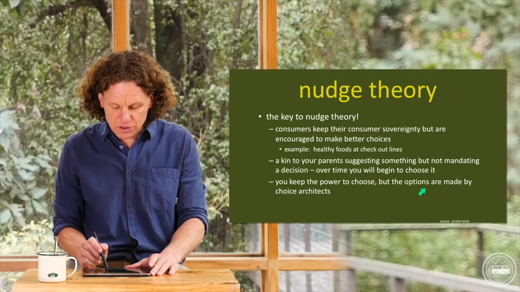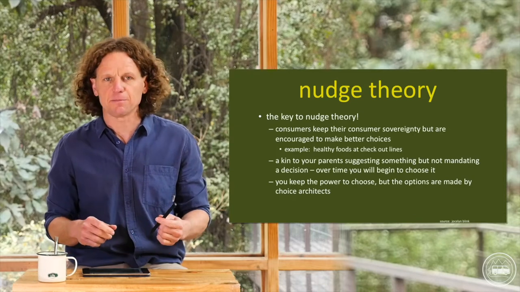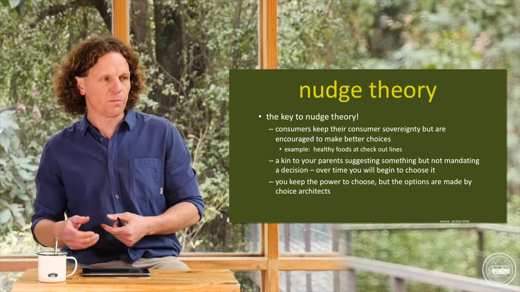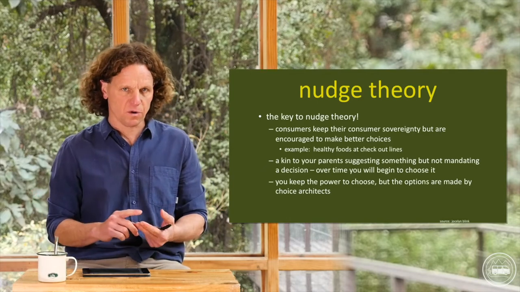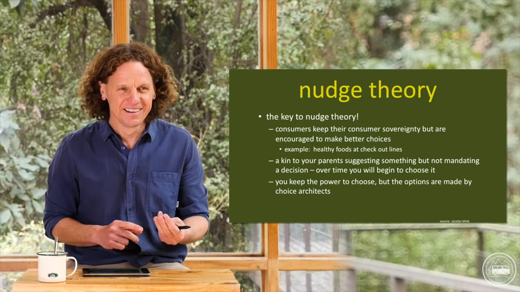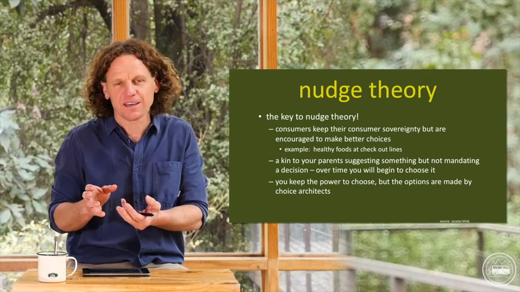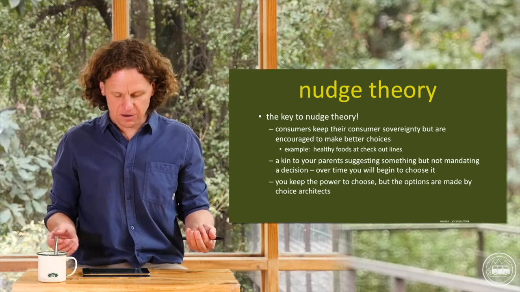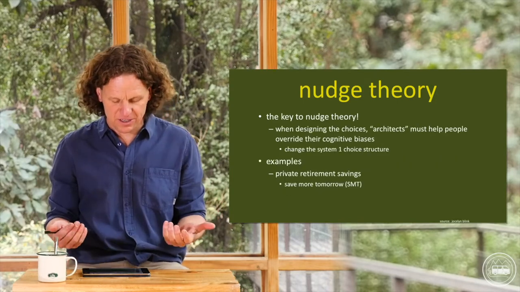Okay, but the key thing here is that you keep the power to choose, but the options are made by choice architects. One of the things in parenting books is they say, allow your children to choose, but limit the amount of options that they have. So parents are choice architects for kids, and they might give them three options of what to eat. Do you want an apple? Do you want an orange? Or do you want a banana? The kid's like, oh, I want a banana. Oh yeah, well the choice architect, the parent, nudged them into making their own decision, but the options available to them are, of course, very, very healthy, okay? So that's the key to nudge theory and the key to having you understand it, right?